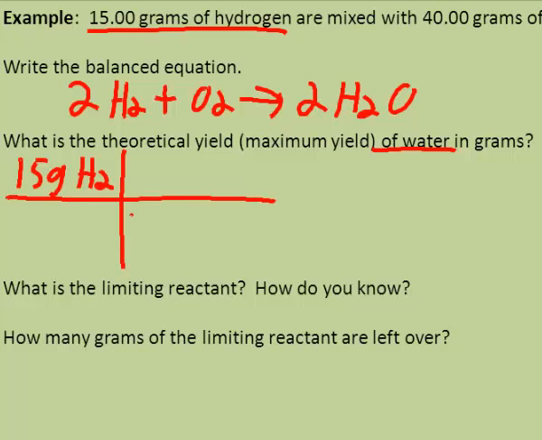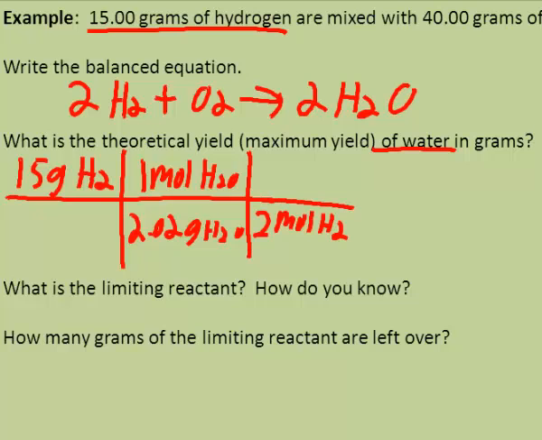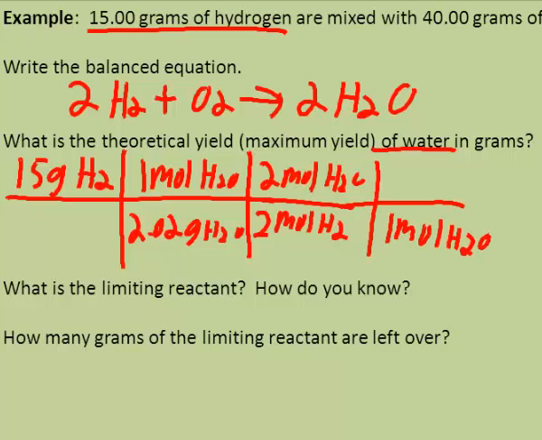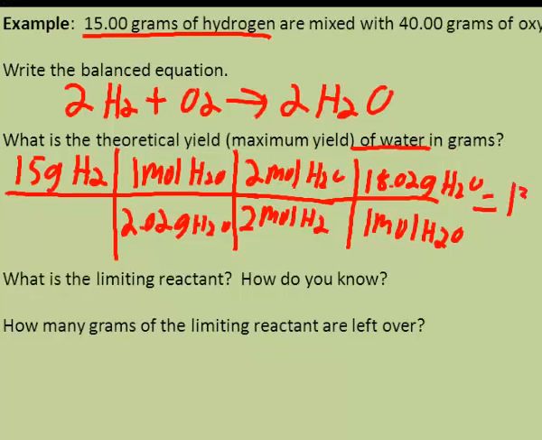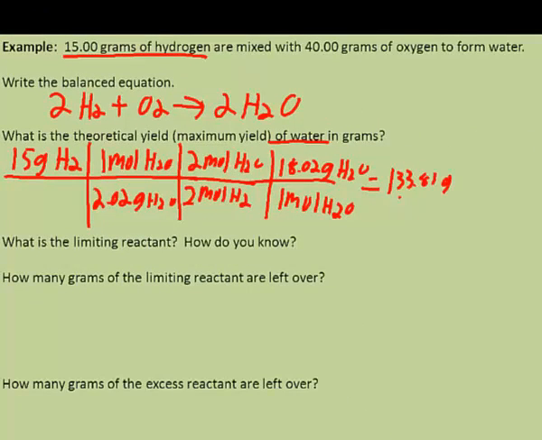So go to moles, so it's 2.02, the molar mass, per 1 mole H2. Next step is the mole ratio, 2 moles H2 to 2 moles H2O. Now go to grams of water. 1 mole H2O equals 18.02 grams H2O. That gives us 133.81 grams of H2O. But we have two givens, because now we've got this one right here, 40 grams of oxygen.